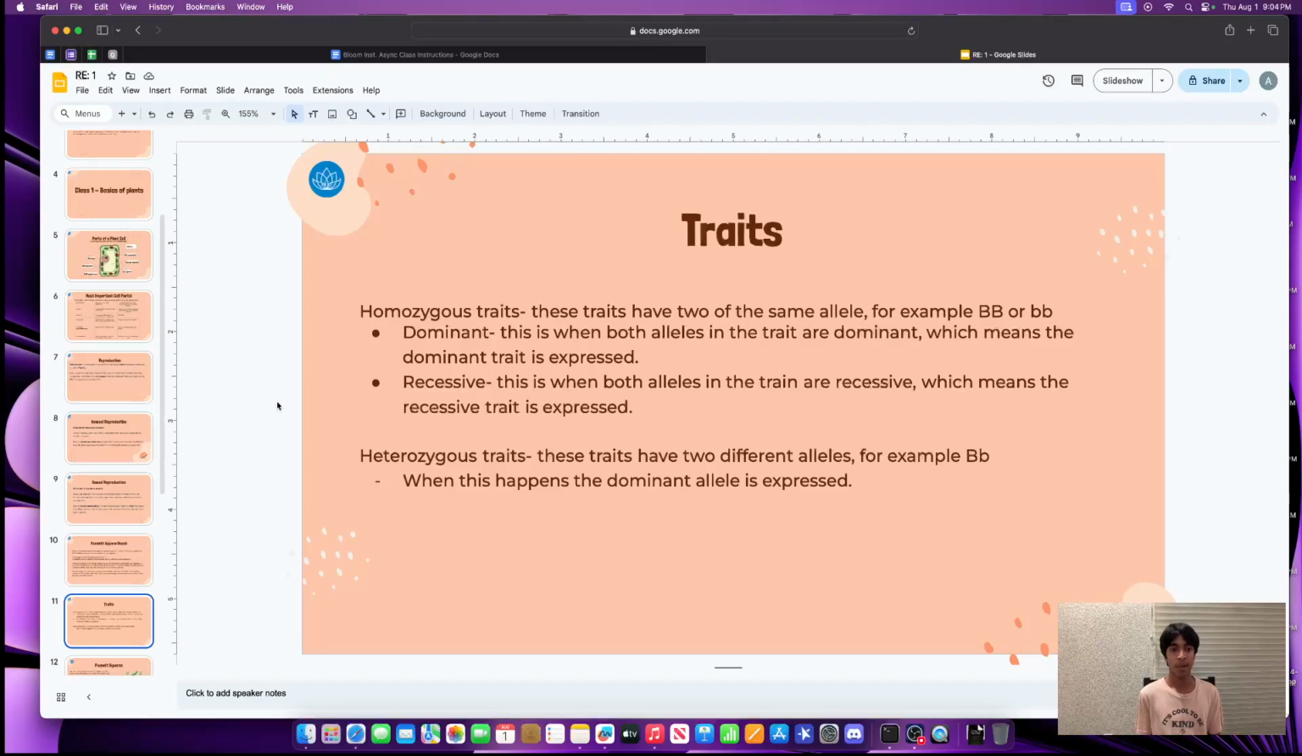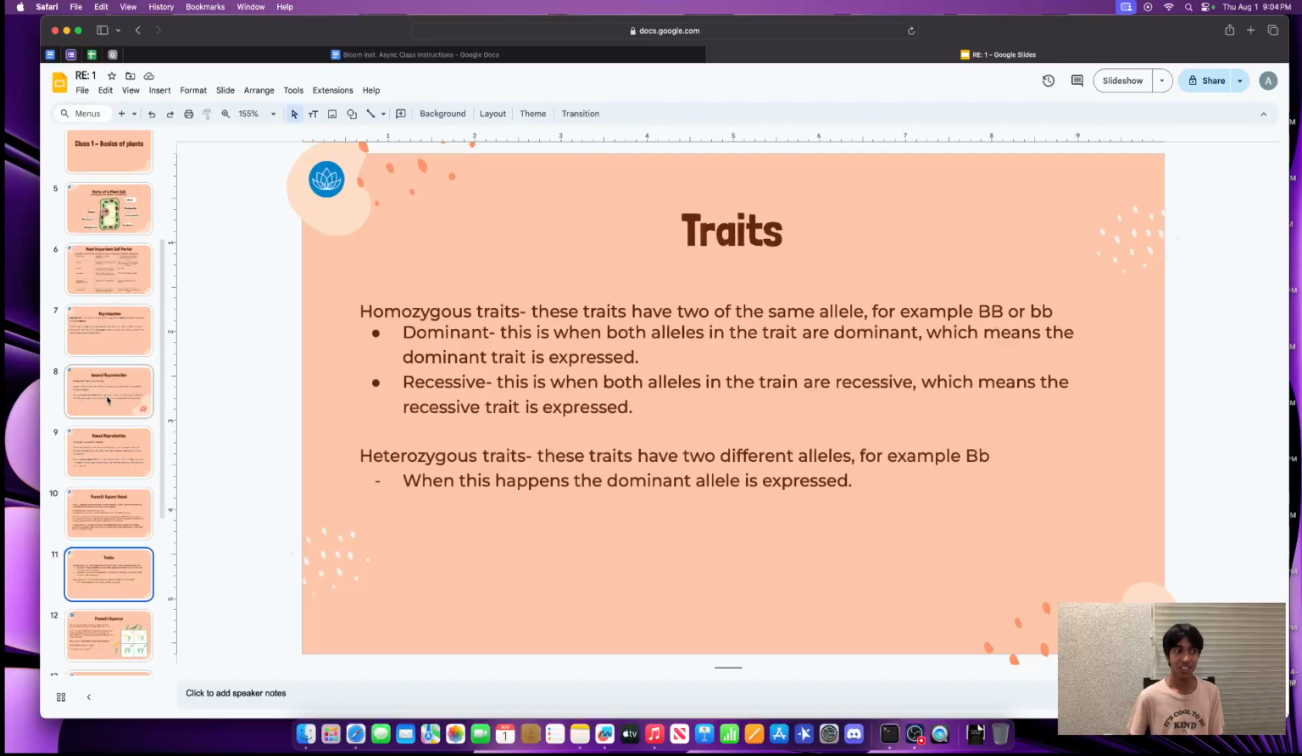And then heterozygous traits is when these traits have two different alleles, for example, uppercase B and lowercase b. When this happens, the dominant allele is always expressed. It's like a boxing match. If there's someone who's really weak versus someone who's really strong, the stronger person will always win in the boxing match. Just like that, the uppercase allele will always be shown in the expression over the recessive allele. We can go over this more in the next few slides.